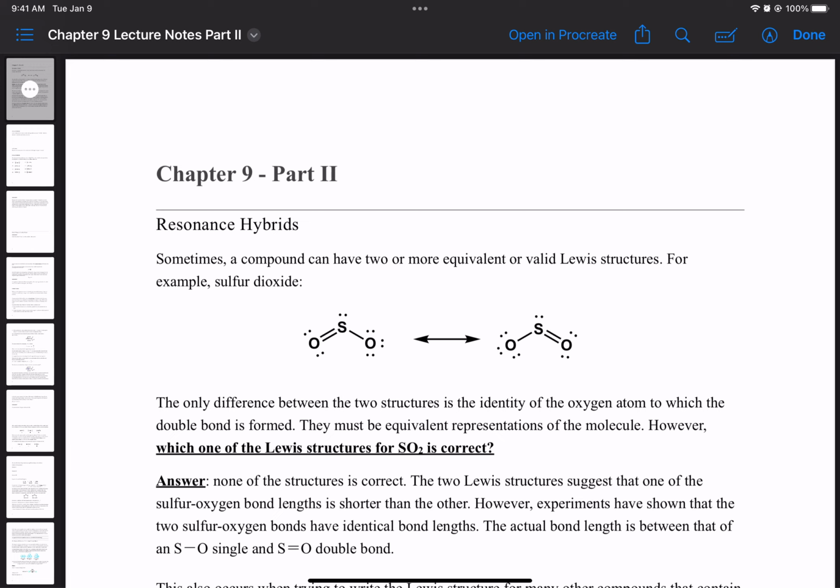Hello, everyone. Okay, so let's move on to part two of chapter 9, where we're talking more about Lewis structures. So we talked about drawing Lewis structures, and sometimes, as we showed in the case of formaldehyde, there's usually more than one way to write a Lewis structure.